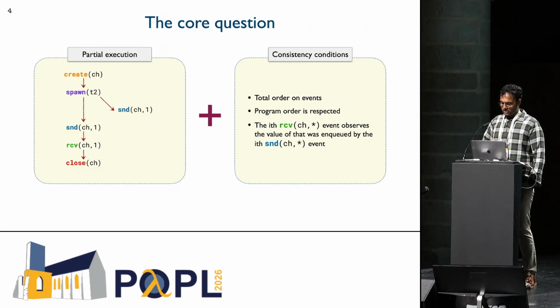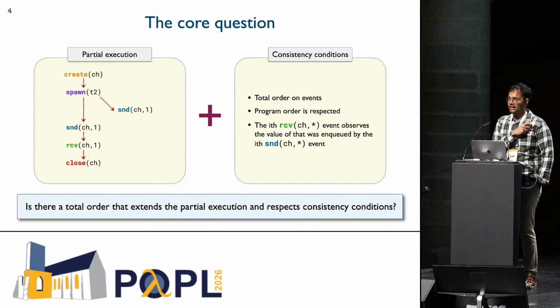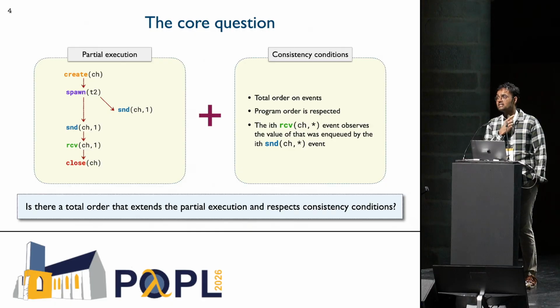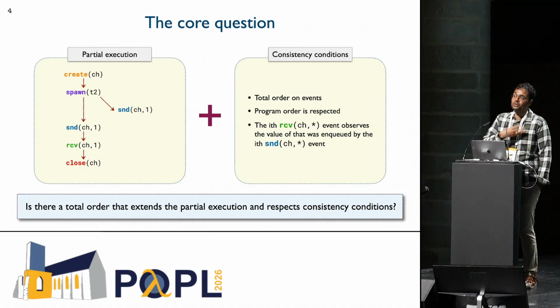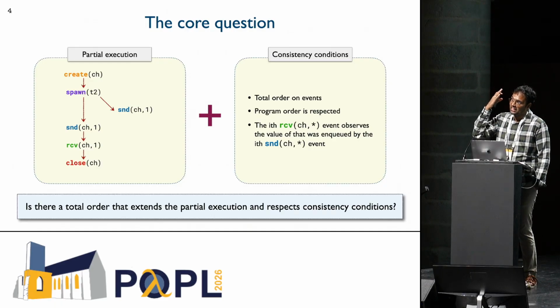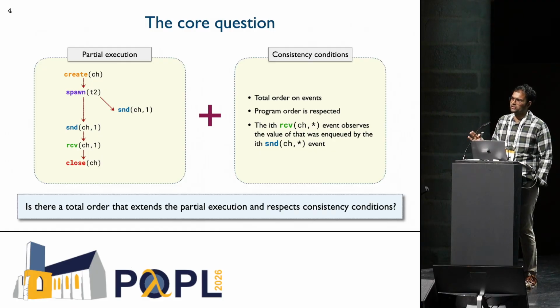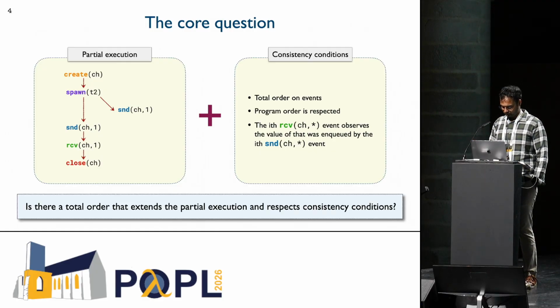So the key question that you end up asking is: I'm given this partial execution, and I'm interested in checking if there is a total order extension of this partial execution which is also communication safe, in the sense that it will indeed be executed by a valid Go program. In fact, the very same program that gave me the very first execution. Okay? So in all these analyses, this is the key computational question that you end up solving.